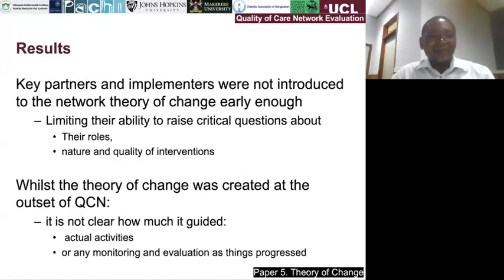We also found that key partners and implementers were not introduced to the network theory of change early enough, limiting their ability to raise critical questions about their roles, the nature as well as quality of interventions in the specific context where they are to implement interventions aimed at improving maternal and newborn health. We also found that once the theory of change was created at the outset of the quality of care network, it is not clear how much it really guided actual activities or any monitoring and evaluation as things progressed.